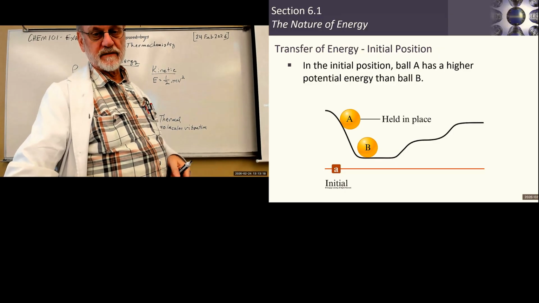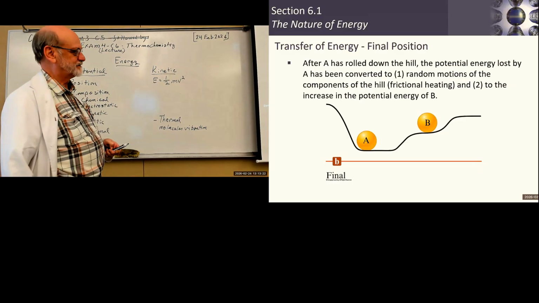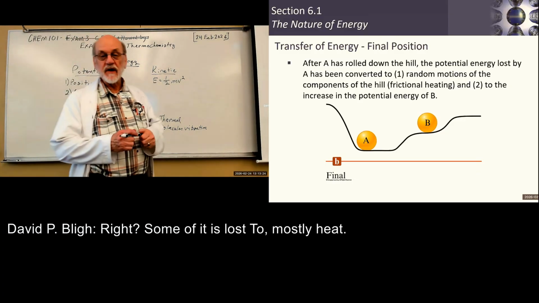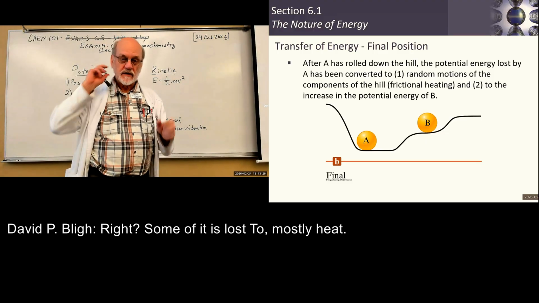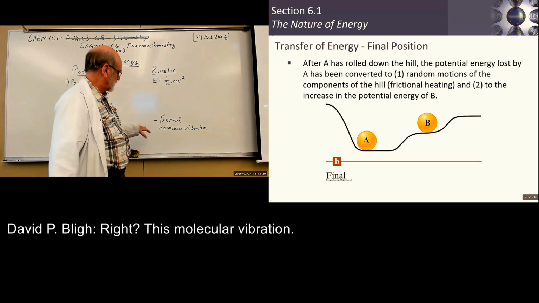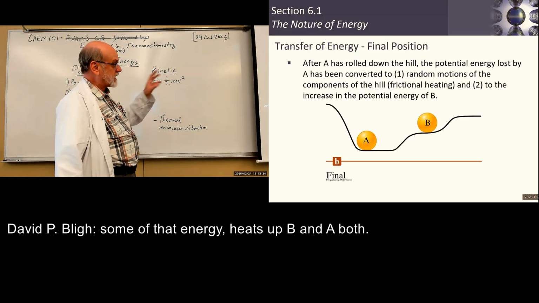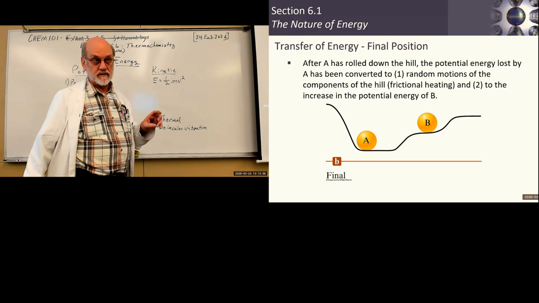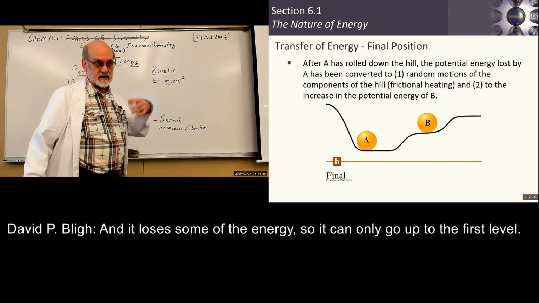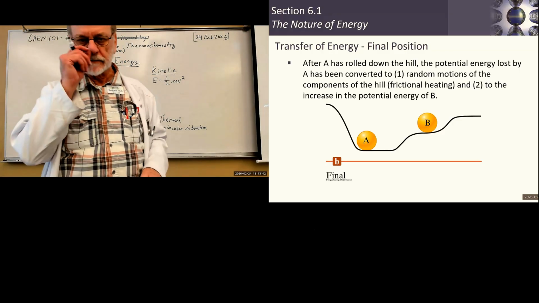Here's what really happens. B doesn't get all of it, right? Some of it is lost to mostly heat, right? This molecular vibration. Some of that energy heats up B and A both, and it loses some of the energy, so it can only go up to the first level.